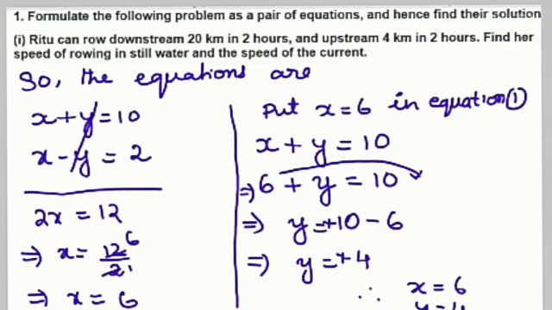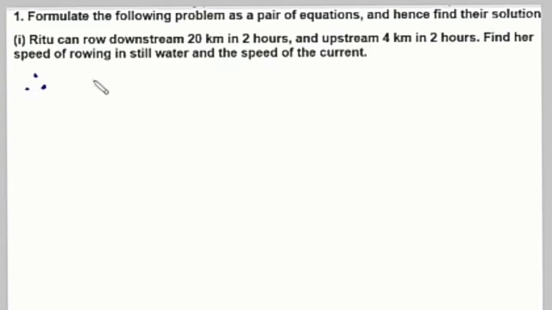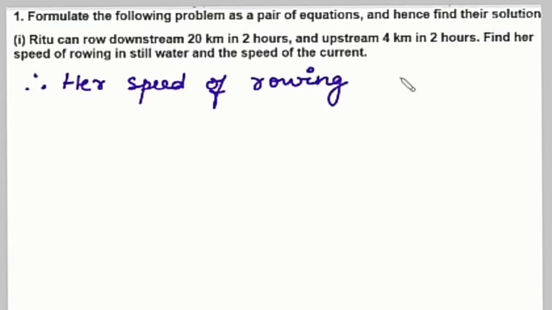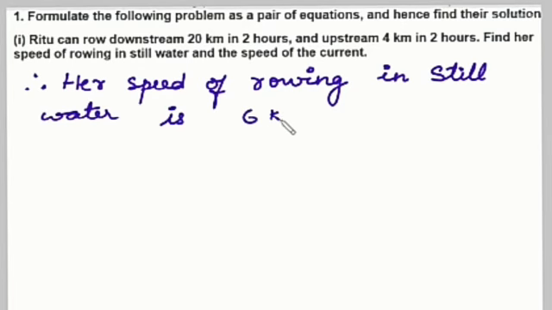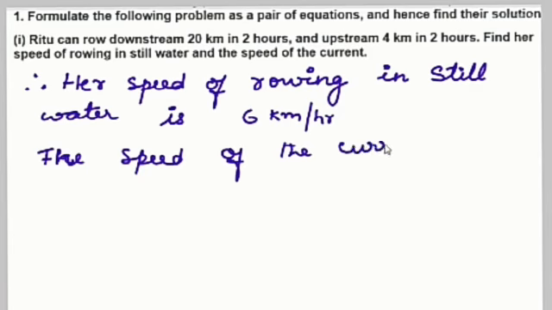And I'll write the answer like this. Therefore, her speed of rowing in still water is 6 km per hour, and the speed of the current is 4 km per hour. This is our answer, but before finishing it, you have to verify.